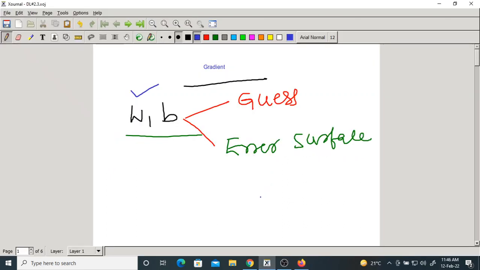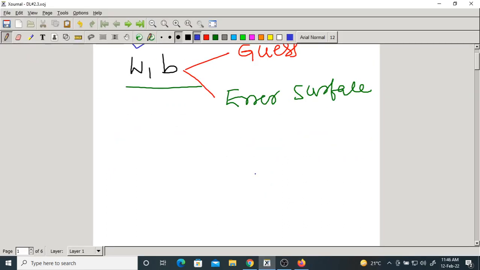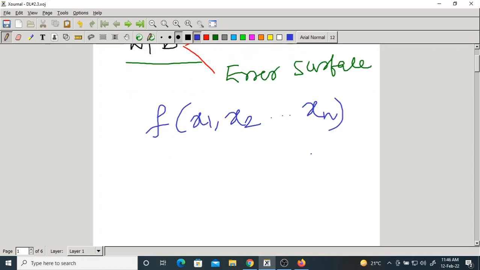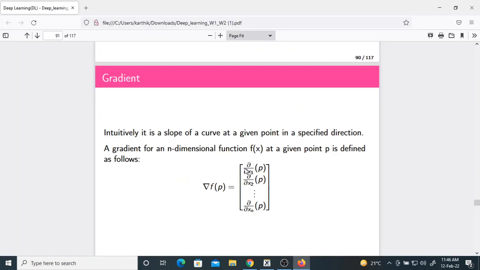How to find a gradient of a function? Suppose we have a function of n variables, f of x1, x2, so on, xn. How to find the gradient of this function? The gradient is denoted by this symbol, nabla f. This is the gradient notation. It is called nabla. Now what is the formula?